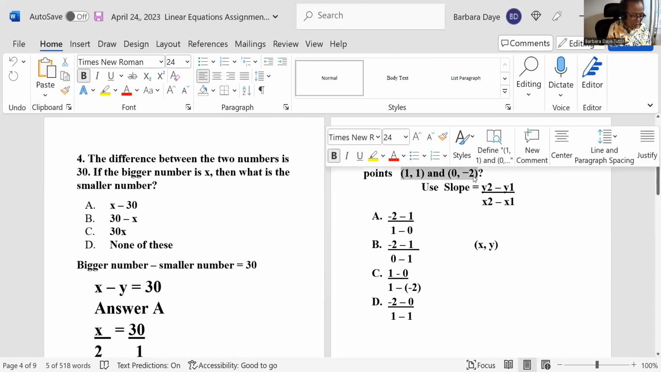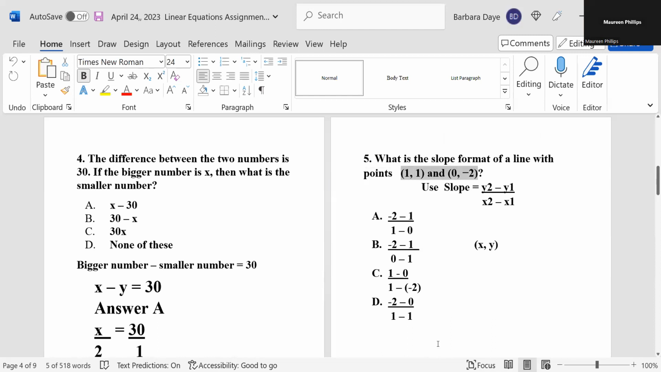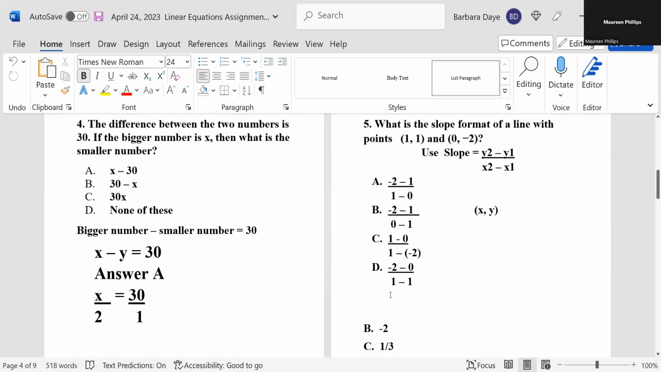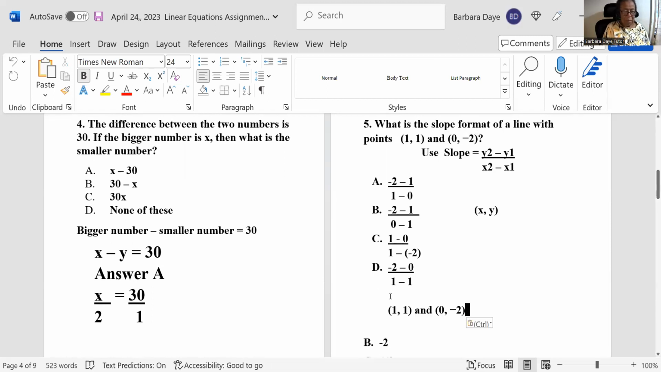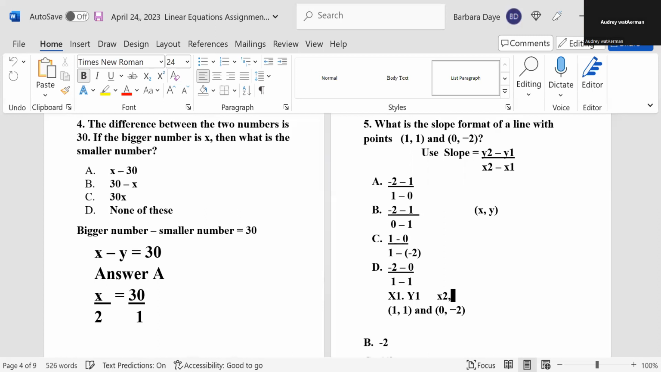Okay, let's do this. Remember, if you label them, it makes it easier, right? So call these numbers X1, comma, Y1. Then call this X2, Y2. Because these are pairs, they go together.